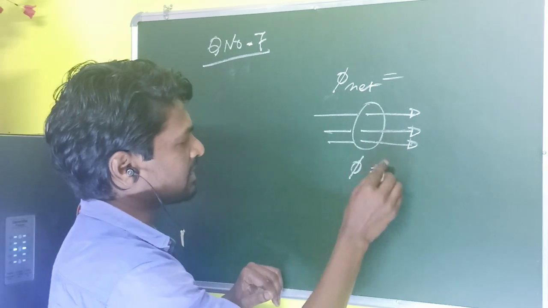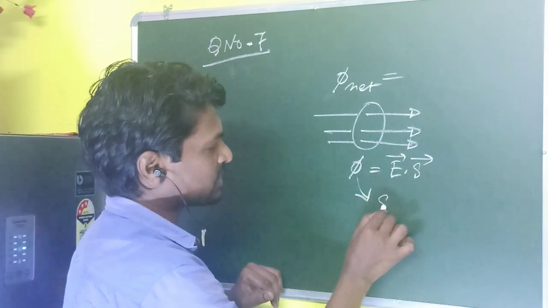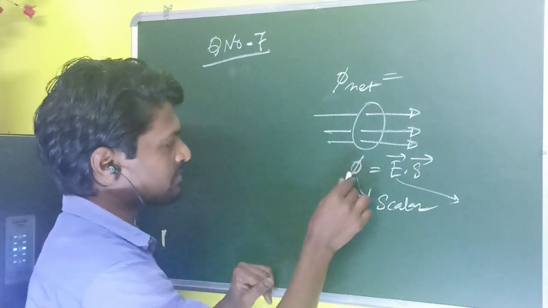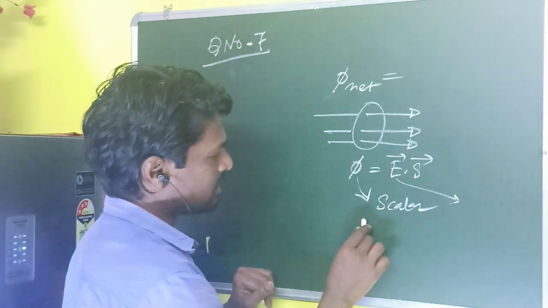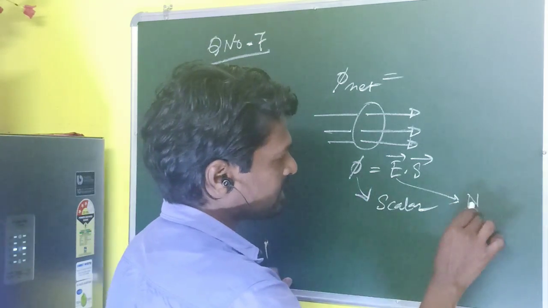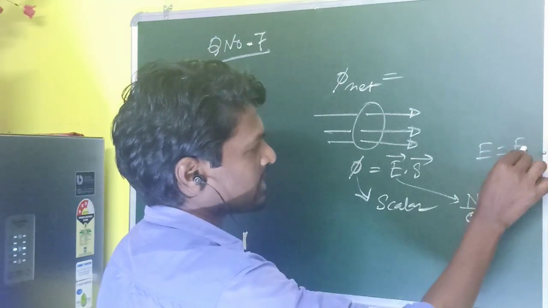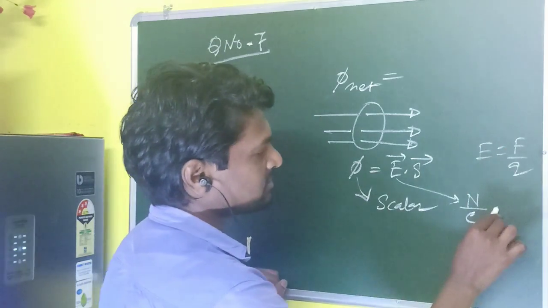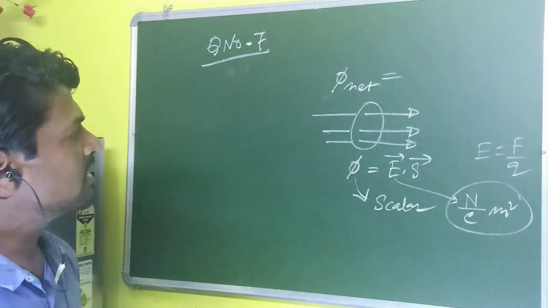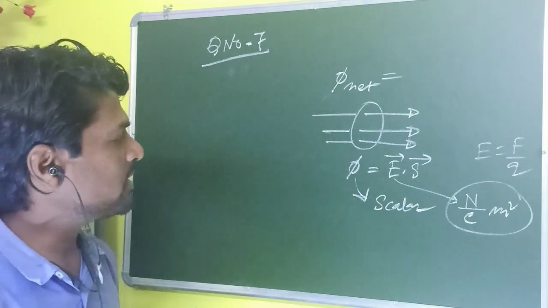To calculate that flux, phi equals E dot S, since this is a scalar quantity, with E the electric field. You have to know the unit of flux: electric field E equals F by Q, in Newton by Coulomb, and surface area is meter square. So Newton meter square by Coulomb is the SI unit of flux, and you use that formula for a particular surface.